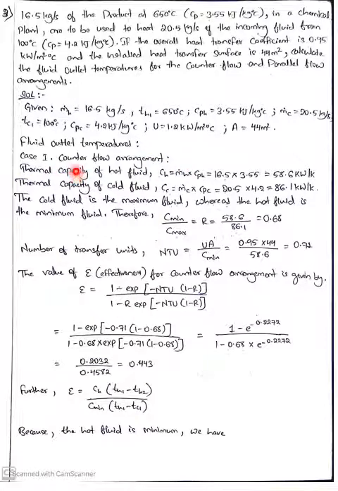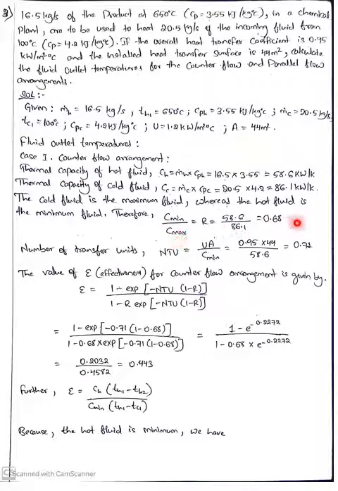Initially the thermal capacities of the hot fluid and cold fluid need to be calculated, that is CH and CC. CH is MH into CPH, where MH is the mass flow rate of the hot fluid and CPH is the specific heat of the hot fluid. If we substitute the values, we will be getting the value of CH and CC. The cold fluid is the maximum fluid, whereas the hot fluid is the minimum fluid, because if you compare the values, this is the minimum.